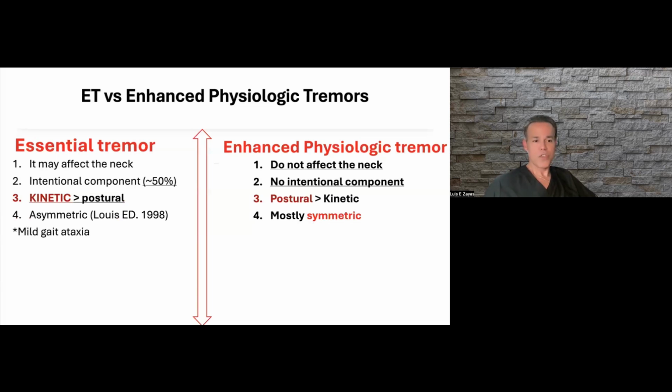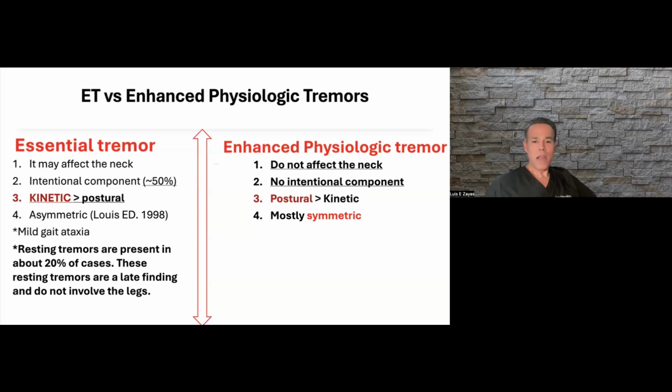You see in essential tremor a mild ataxia, mild gait ataxia, trunk ataxia. And you don't see that with enhanced physiologic tremor, unless they are having something else. Remember, many patients can have enhanced physiologic tremor, and at the same time, they have a sensory polyneuropathy causing them to have a gait ataxia, sensory ataxia, okay?